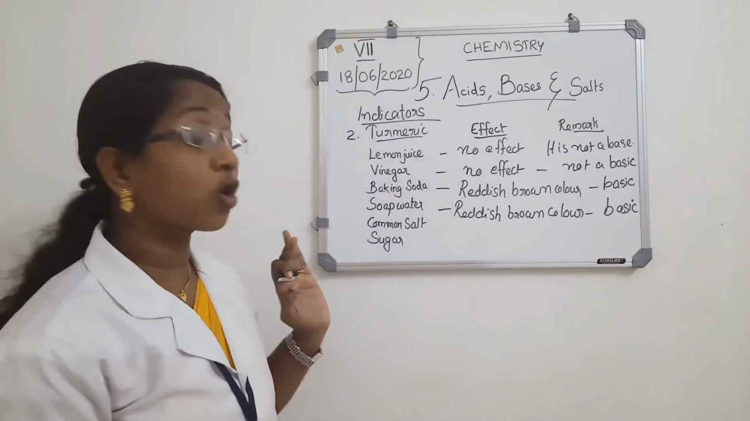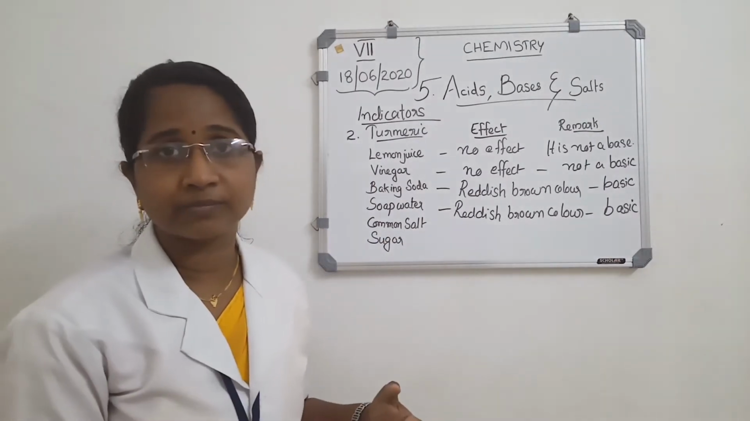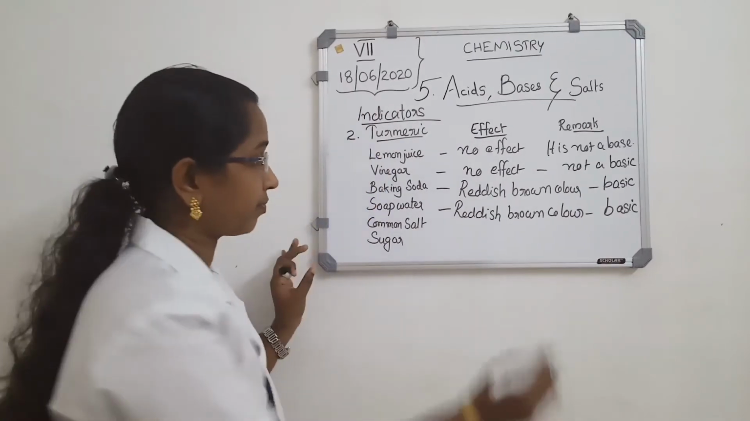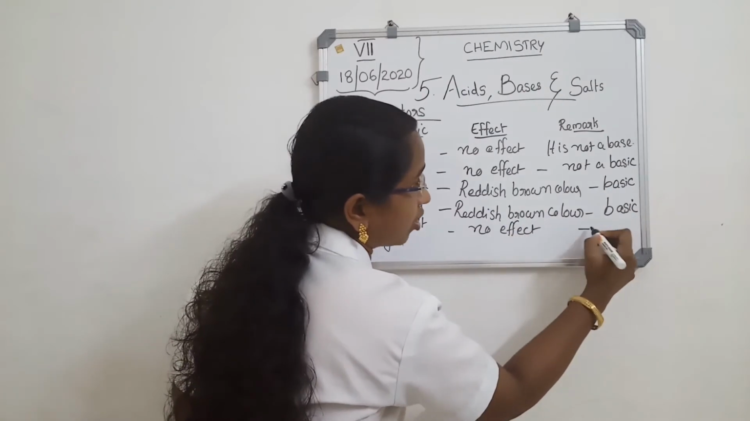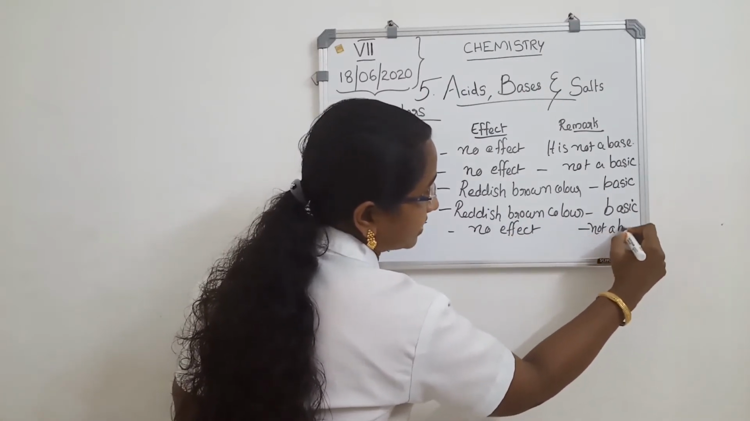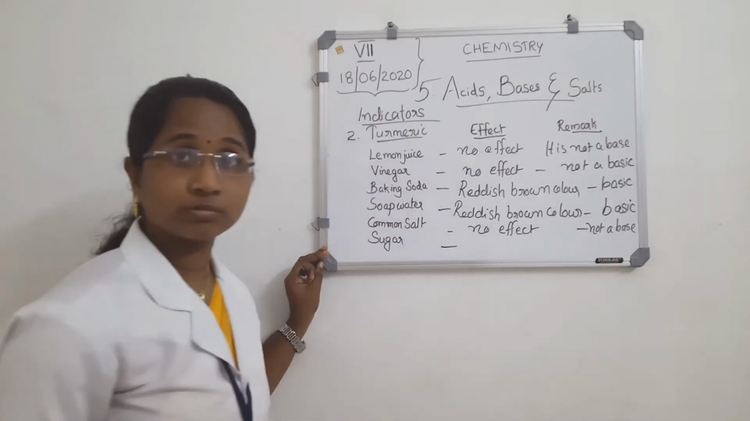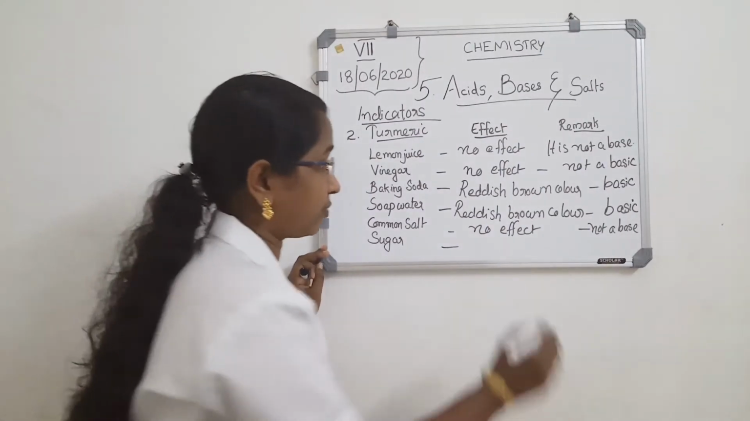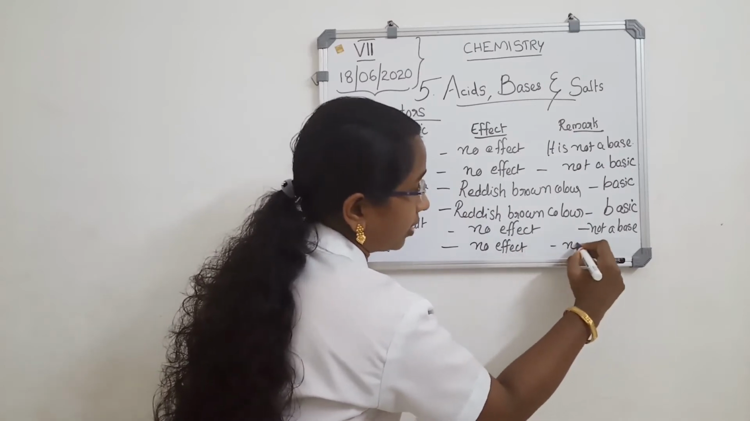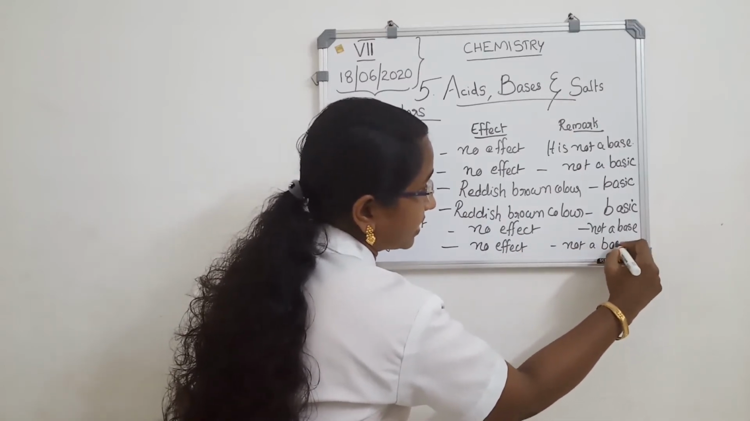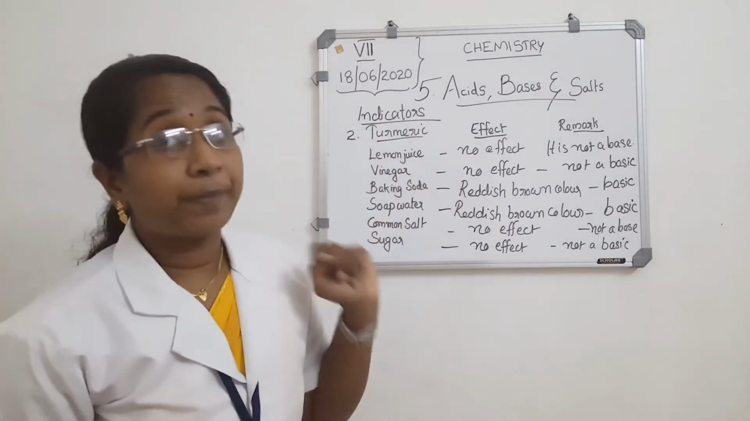Okay. Then next, common salt. Common salt has no effect on turmeric paper. So it is not a base. No effect. So it is not a basic substance. Then sugar. Sugar also has no effect. Not a basic substance.